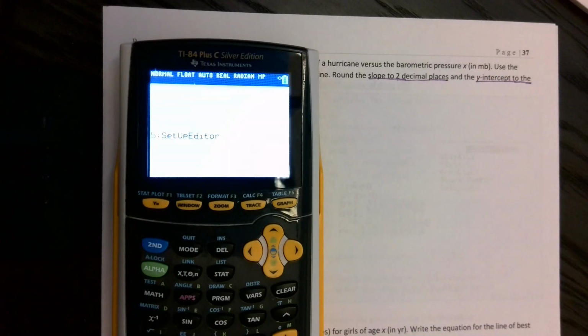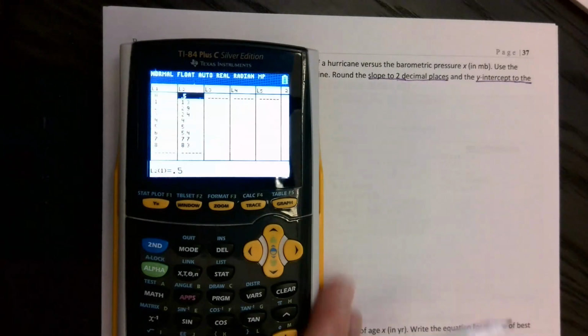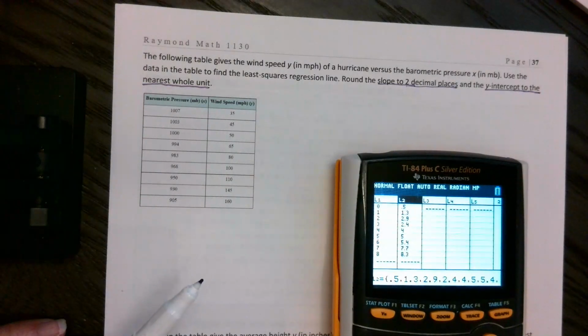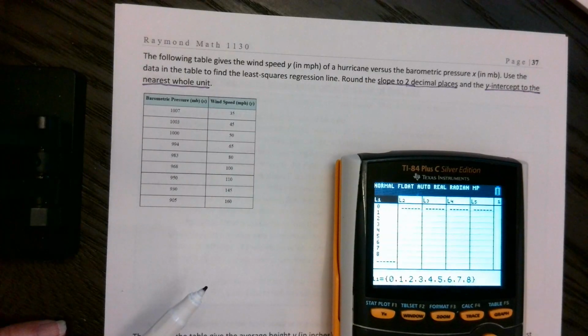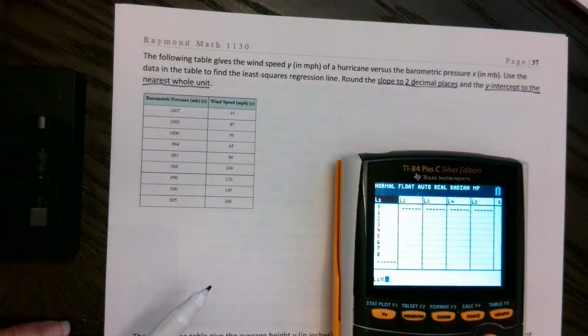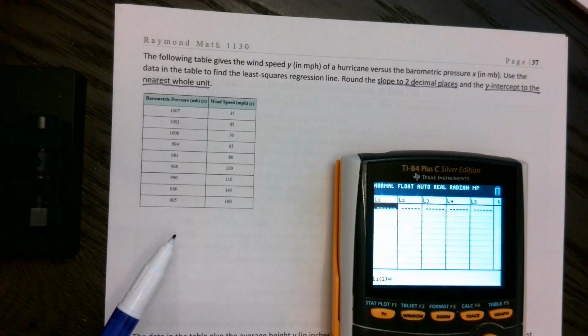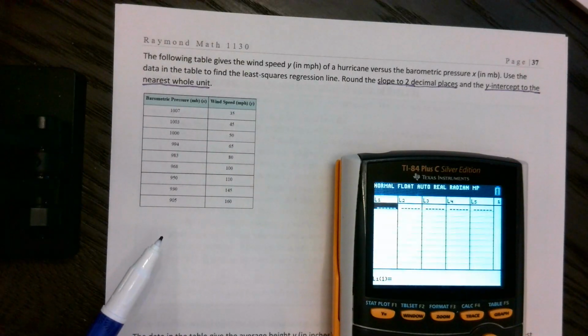So I'm going to hit 1. Now I have all these things in here. I need to clear them out. Use your up arrow key, hit clear, enter, clears it out. Go over to L1, hit up, hit clear, hit enter, and it clears it out. I'm going to plug all this into L1. I know I'm doing it kind of fast, but you can pause the video.